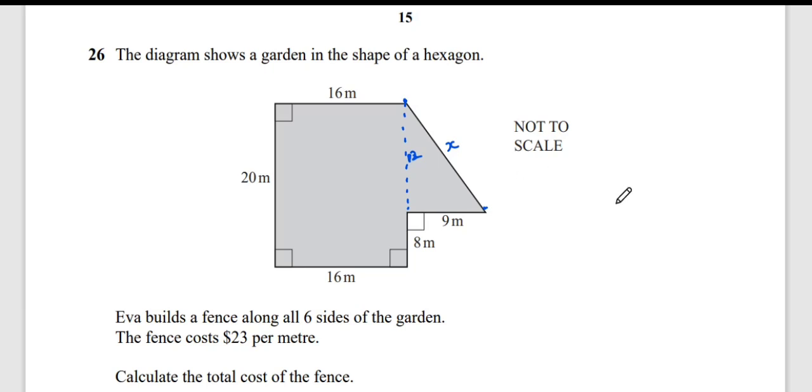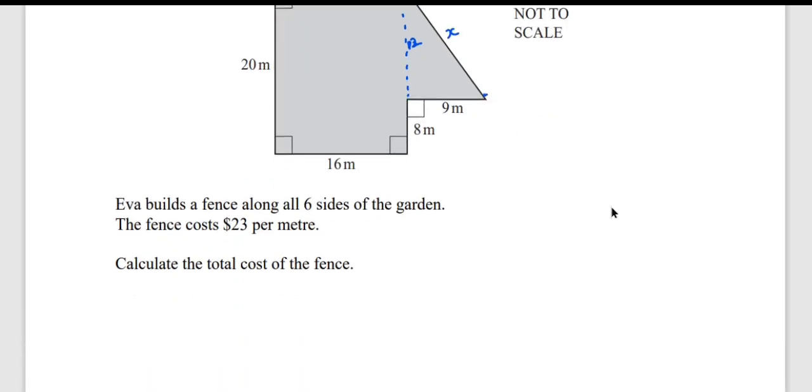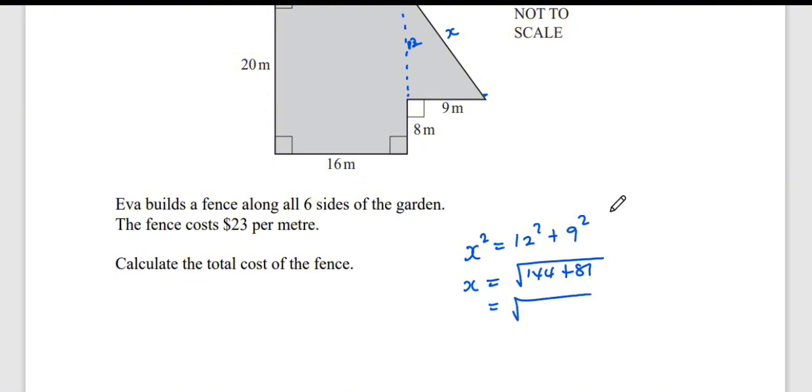We need to find the value of x using Pythagoras theorem. x is our hypotenuse side. So we say that x squared equals 12 squared plus 9 squared. So that will give us that x equals the square root of 144 plus 81. So that will give us the square root of 144 plus 81. That will give us 225, which when you take the square root of 225, we have it as 15. Okay, so x is 15 there. So let's add this 15.